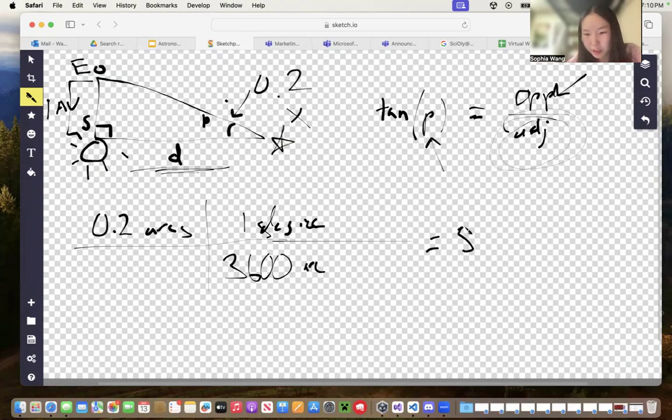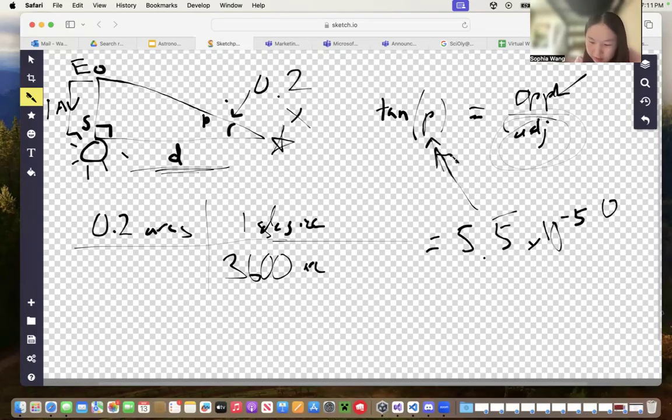Is about 5.5 repeating times 10 to the negative fifth. Yay. And that's in degrees, and that's our angle P. So that goes in there. So we can actually go ahead and take the tangent of that.